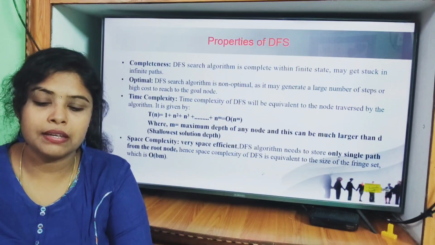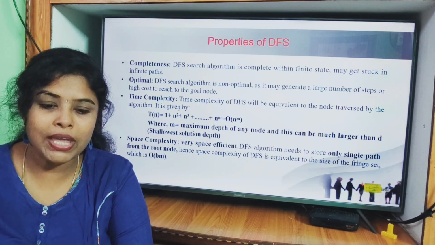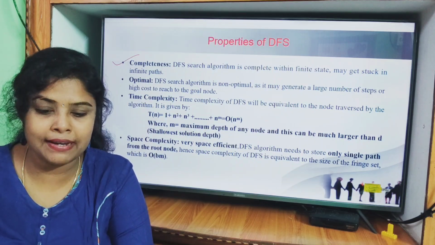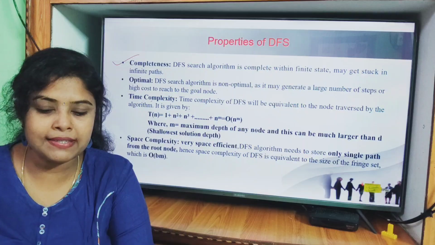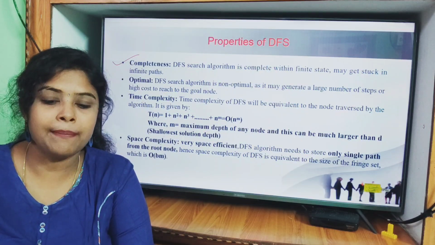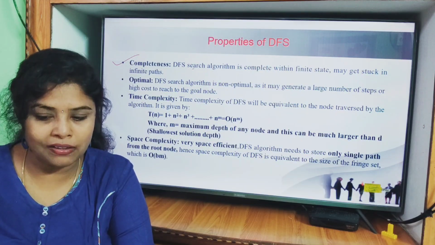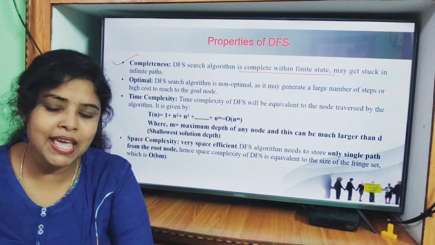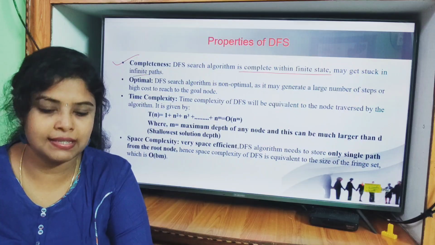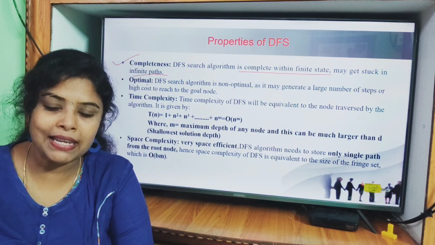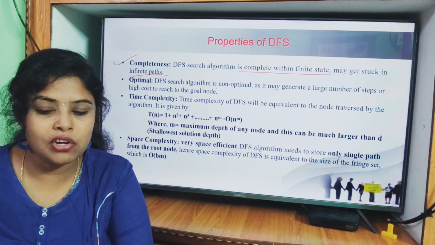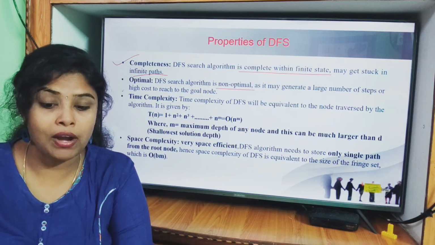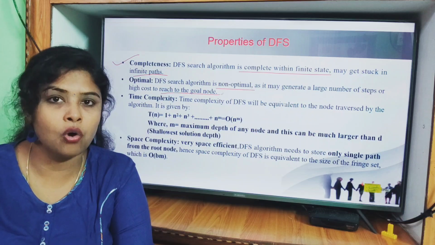Coming to the properties of DFS, we have to check the 4 major properties for any algorithm, that is completeness, optimality, time complexity and space complexity. Coming to the completeness, we will say that the DFS algorithm is complete within a finite state space, but it may get stuck in infinite paths sometimes. And coming to the optimality, we say that DFS is non-optimal as it may generate a large number of steps or high cost to reach the goal node.